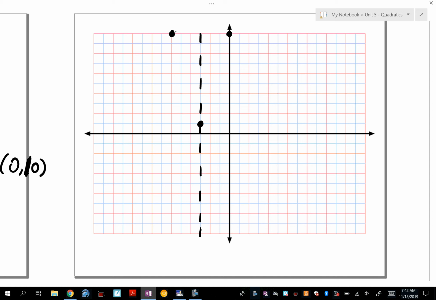Now, if you have a calculator, I'm going to show you a way that you can get more points. So if you have your calculator, go and take it out right now. If you would like a calculator, go grab one real quick.